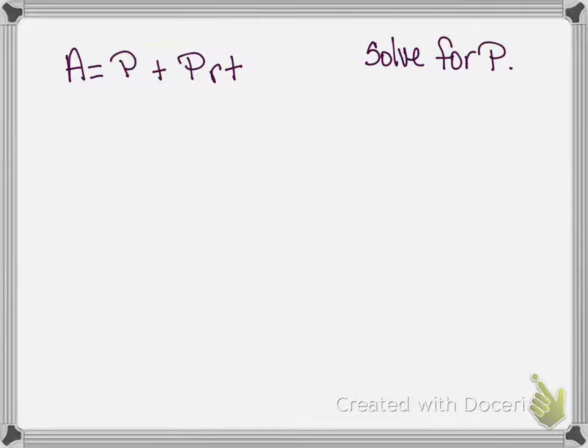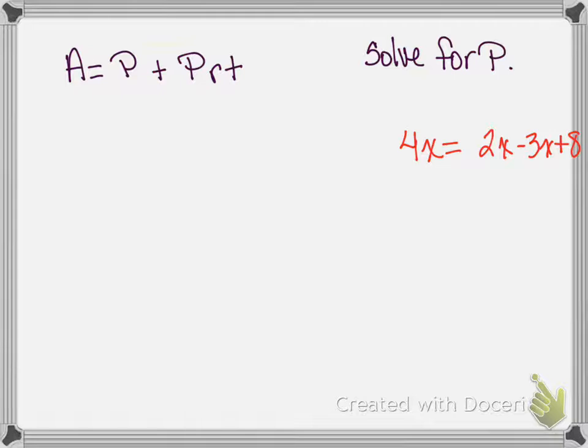Now, if I had something like 4x equals 2x minus 3x plus 8, what would I do with that 2x minus 3x? I'd add them together. Okay, they're like terms. I'd add them together. In this case, I would subtract. Okay, I can't do that up here because I've got P and then I've got PRT. So they are not like terms. So I can't do that there.